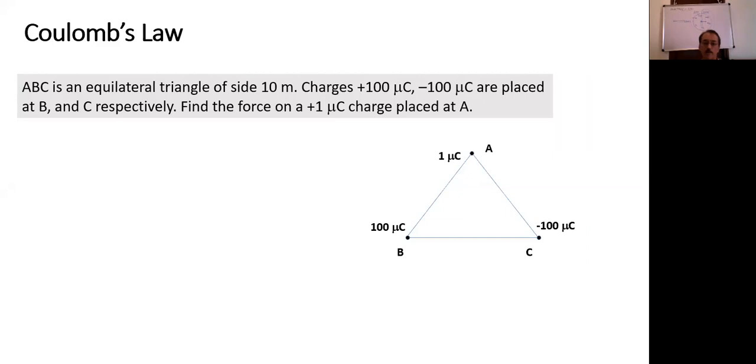So far we have taken charges which are on the same line. What happens if they are in a plane? ABC is an equilateral triangle of side 10 meter, a big triangle. And 3 charges are placed at A, B, C respectively. Find the force on A. What is the charge at A? 1 microcoulomb.